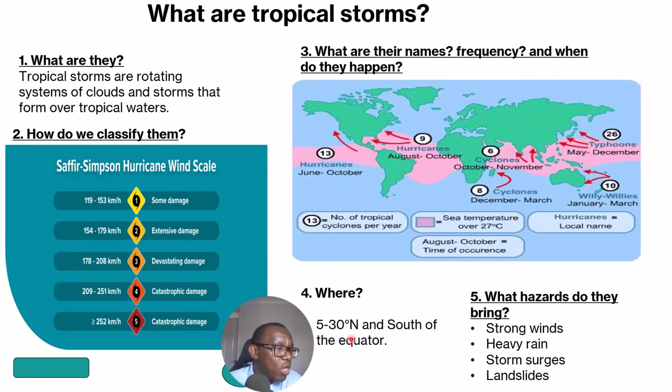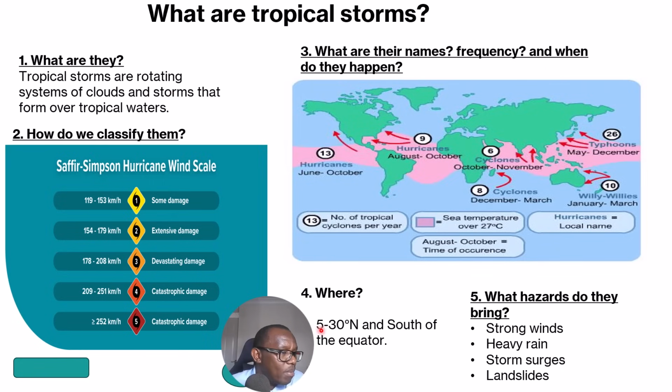Now, where do they occur? They actually occur between 5 and 30 degrees north and south of the equator. And the reason for that is because there are warm seas there where you will have low pressure. And as you can see from the map here as well, the temperatures are over 27 degrees Celsius, which means that there's evaporation taking place here, or there's low pressure. And as a result of that low pressure, there's condensation and formation of clouds, which then gets the storm to begin to form.